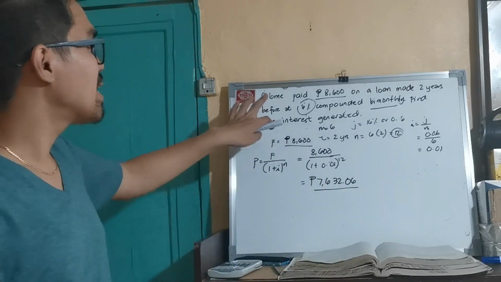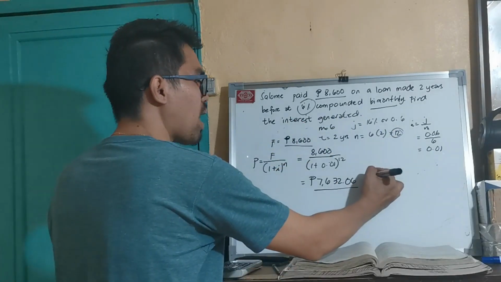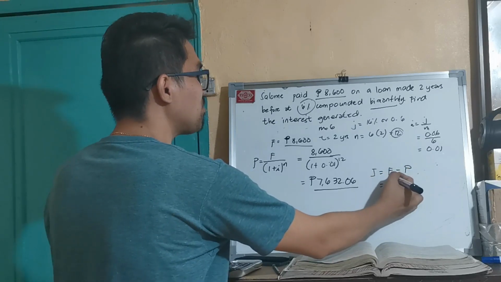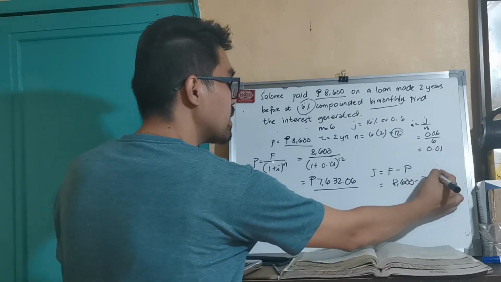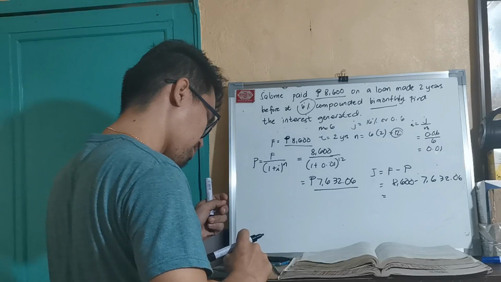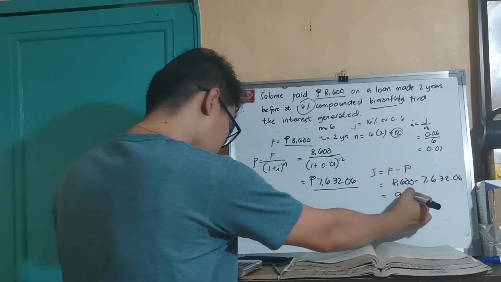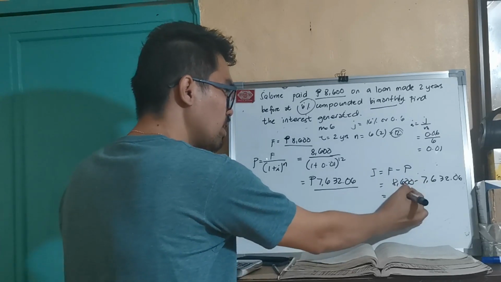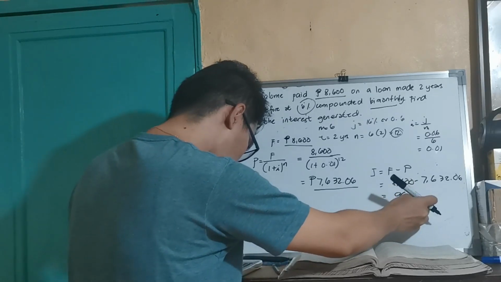That's the money Salome borrowed. But the question here is how much is the interest generated? Of course, we have to solve I equals future value minus principal amount. Our future value or the maturity value is 8,600 minus the principal amount of 7,632.06. Okay, let's subtract. So we have 967.94 pesos.